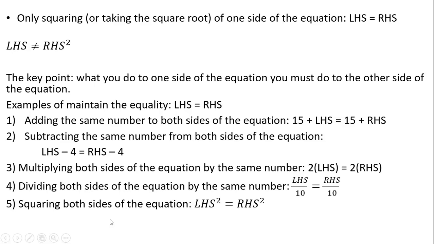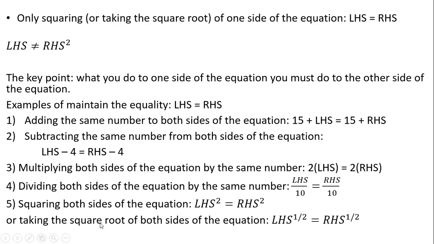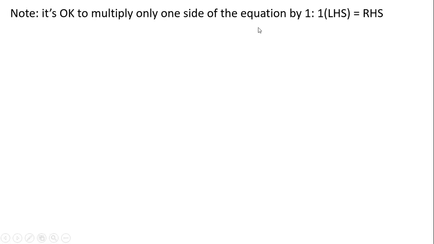If we're going to square, we have to square both sides of the equation. The left-hand side squared will equal the right-hand side squared, or taking the square root of both sides. Note here, it's okay to multiply one side of the equation by 1. 1 times anything is just that anything. So 1 times the left-hand side is going to maintain the equality between the left-hand side and the right-hand side.